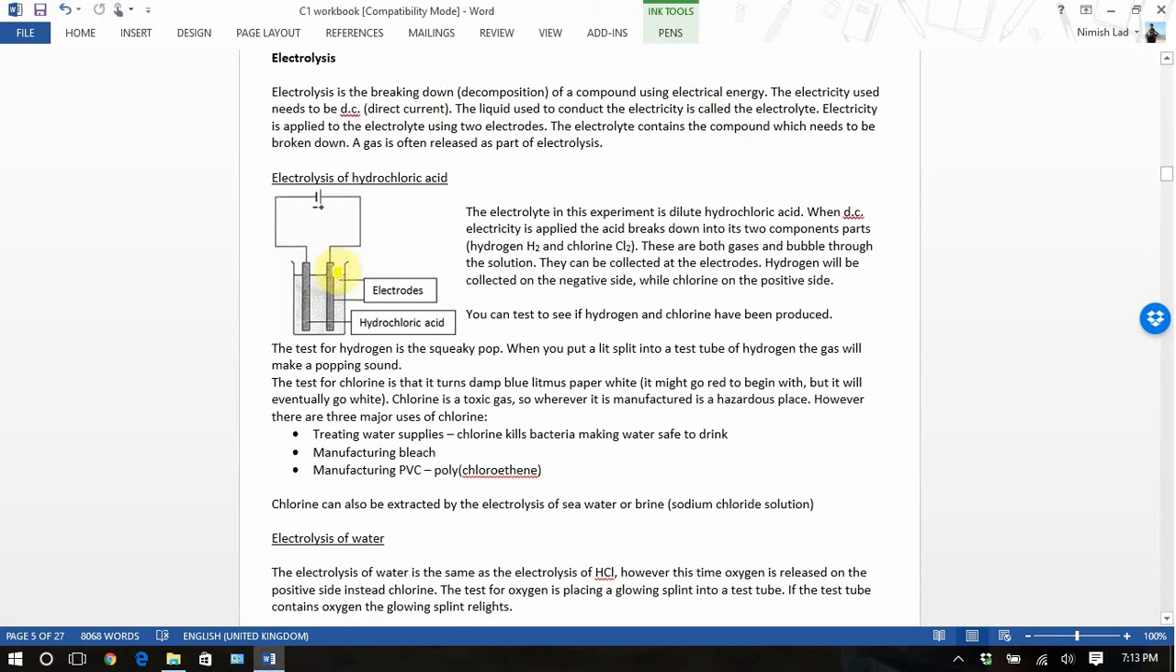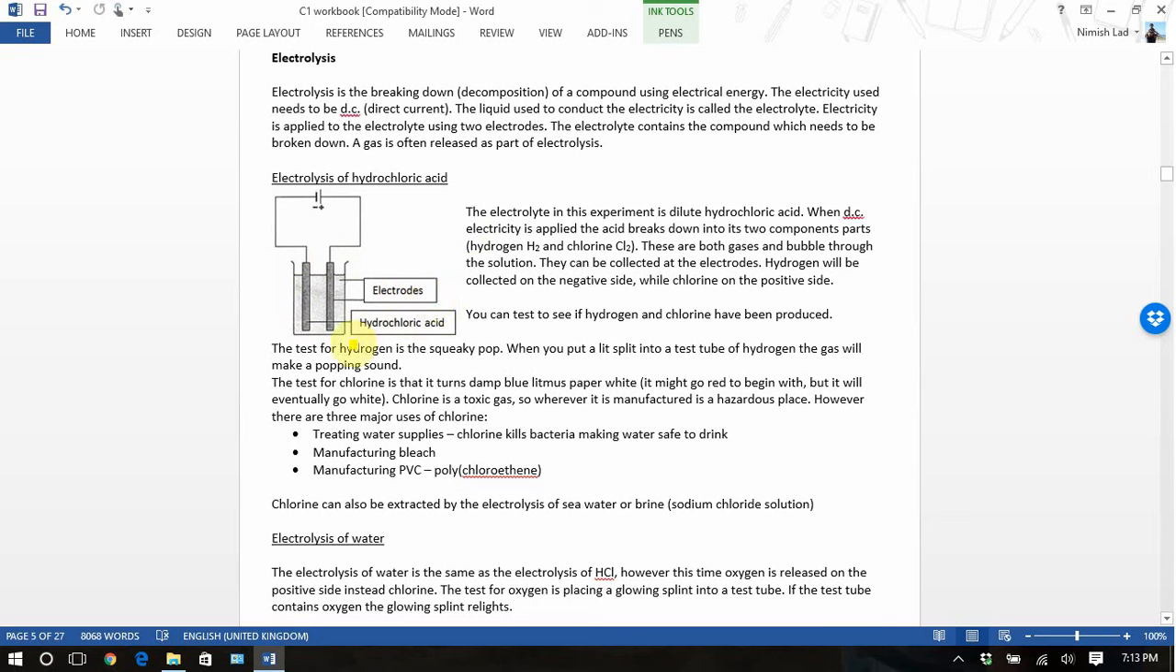The liquid used to conduct electricity, we call that an electrolyte. Electricity is applied using these two electrodes here. The electrolyte contains a compound which needs to be broken down. In this situation, it's hydrochloric acid that we're going to break down. This arrow over here for the hydrochloric acid should be pointing to the actual acid itself. A gas is quite often given off as part of this process.